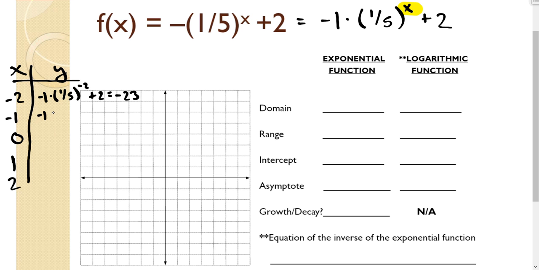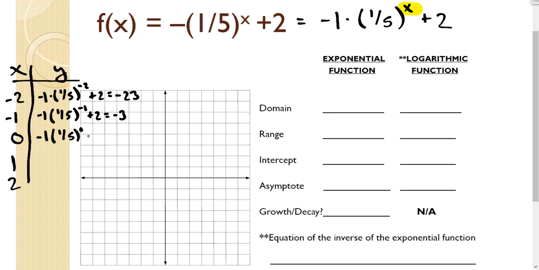Next up, we have -1 times 1/5 to the -1, plus 2. Well, 1/5 to the -1 is really 5 to the first. 5 to the first is 5. 5 times -1 is -5. -5 plus 2 is, well, -3. Okay. If I plug in 0, that should keep things easy.